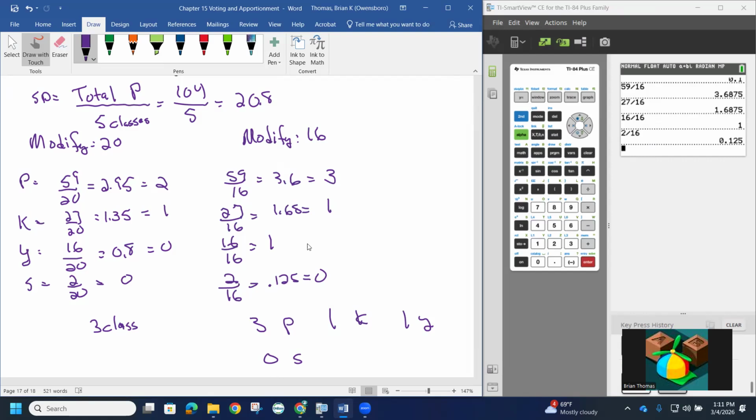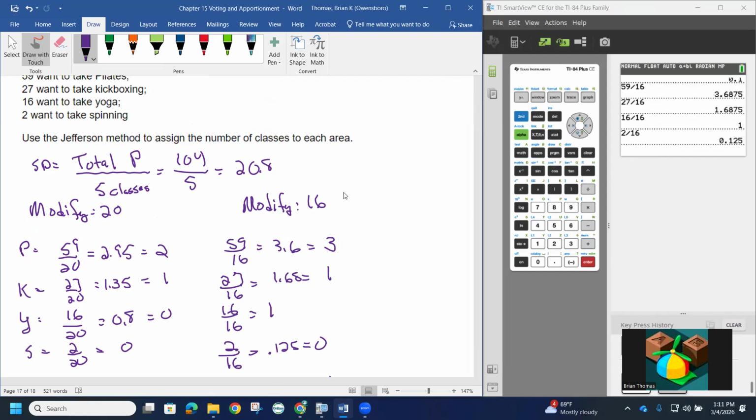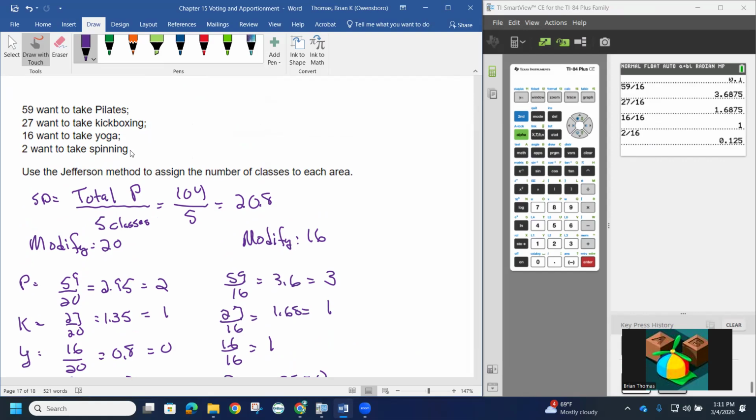Spinning was not popular. Again, spinning is more intense. I believe that's where you're on a bike, little bikes and just paddling yourself away. It's a hard course. But it can be very popular in some areas. But here, we're seeing these top 3 were the ones that were interested in. Yeah, it does make sense to have 3 Pilates classes, and then it looks like one of each of these makes sense too. So the Jefferson method does that.